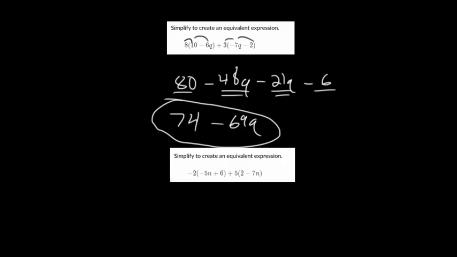And now on to this last one. We'll distribute the negative 2 and the 5 to each of them. So minus 2 times minus 5n would be positive 10n. Minus 2 times positive 6 would be minus 12. 5 times 2 is 10, and positive 5 times minus 7n would be minus 35n. We want to combine the n terms. We can also combine the number terms.